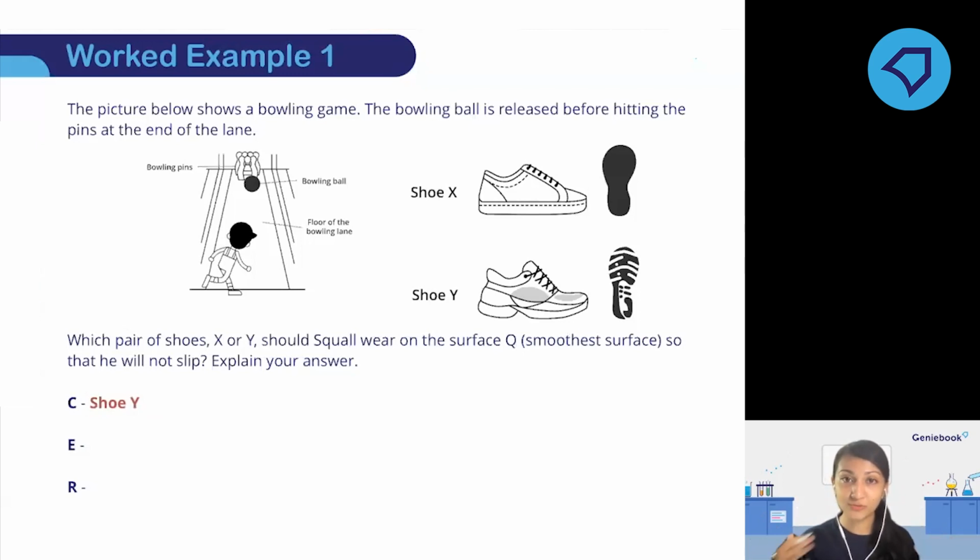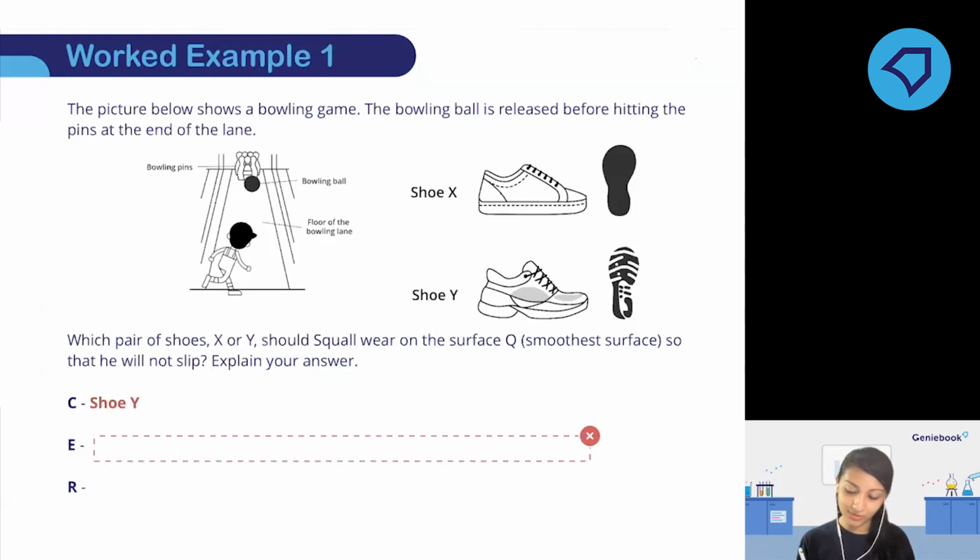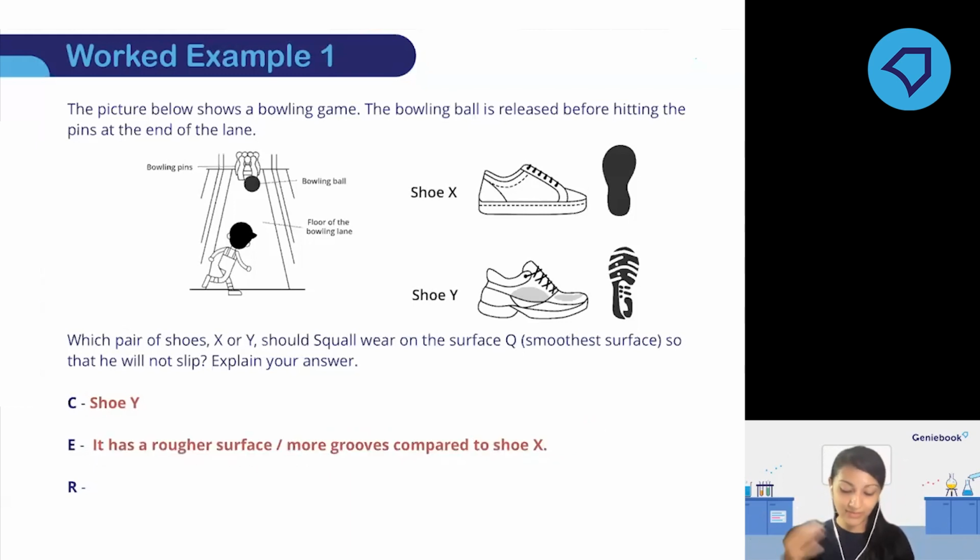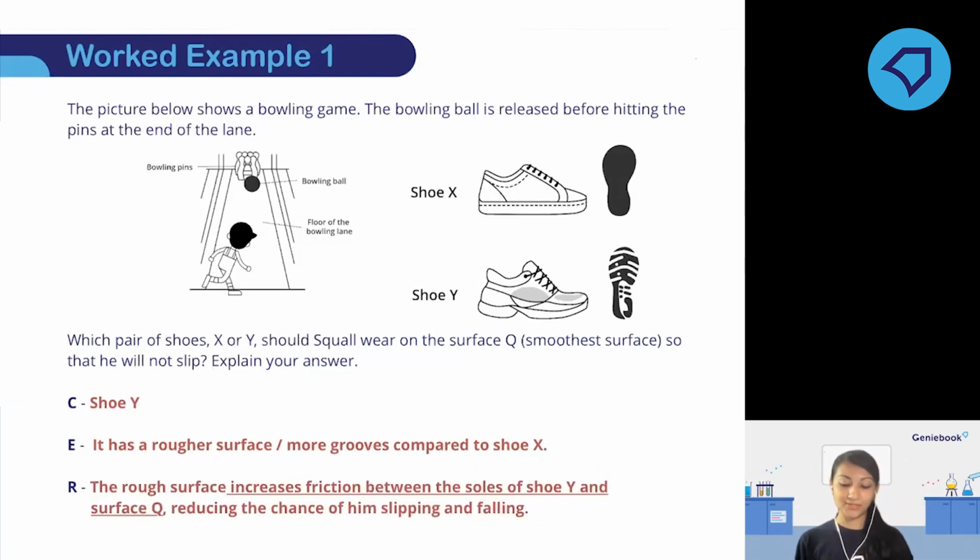Okay, help each other out so that everyone can get the bubbles. Y has grooves. There are gaps. They have a rough surface. Most grip. Okay, good. You are on the right track. It has a rougher surface, more grooves compared to shoe X. And what's the final reasoning? Nice one. Okay, so see, complete answer. The rough surface increases friction between the soles of shoe Y and surface Q, reducing the chance of slipping and falling. Yay! All right, well done.